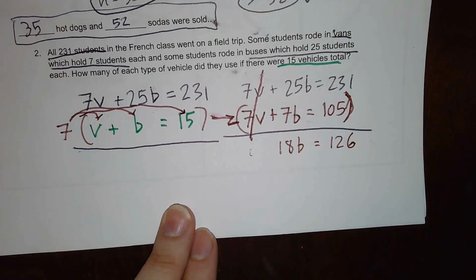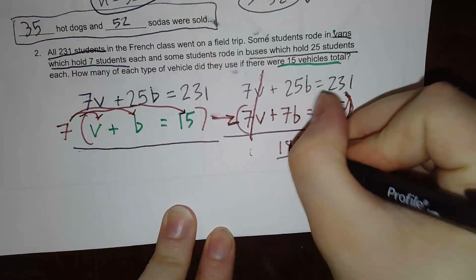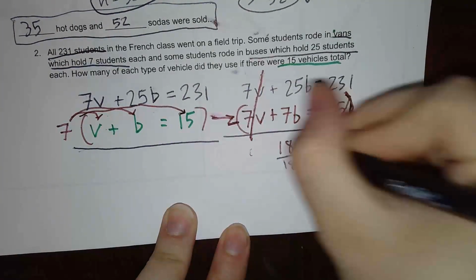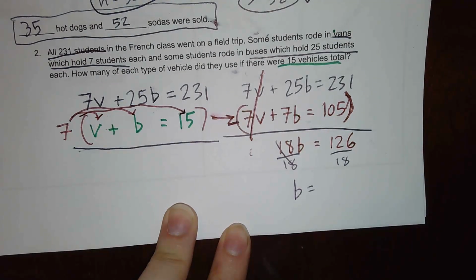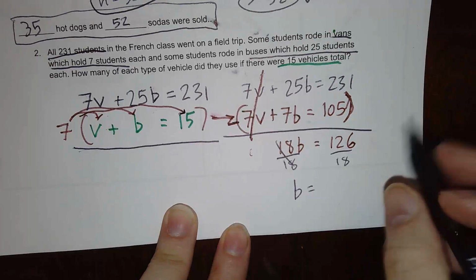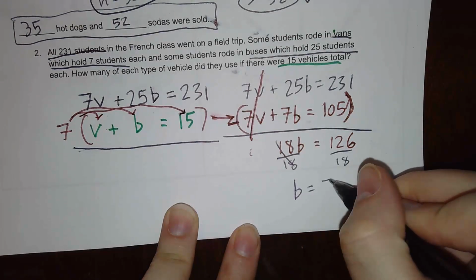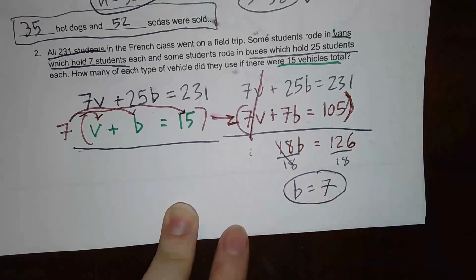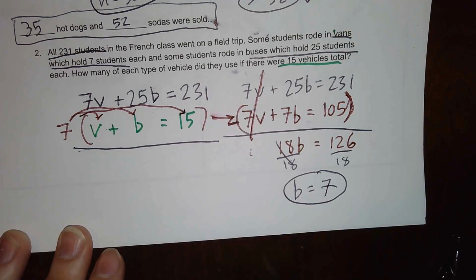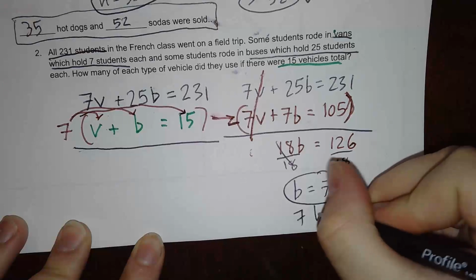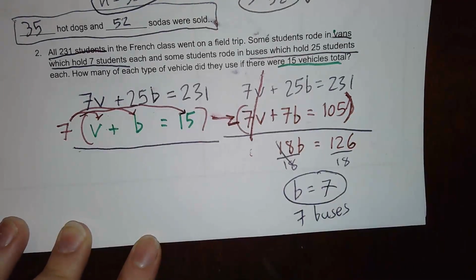Now we can go ahead and solve for b. Dividing both sides by 18, that gives us b is equal to 126 divided by 18. That would be 7. 7, meaning there are 7 buses. Now, if there are 7 buses, how many vans are there?